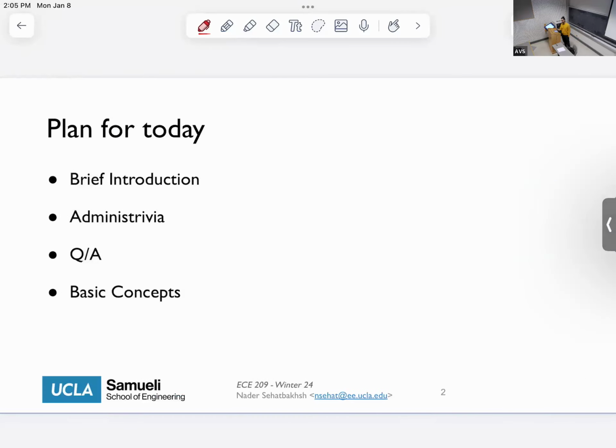The plan for today is that I'm going to give you a brief introduction of why this is an important topic and why you should consider taking this course if you're still thinking about whether or not you should take it. Then I'm going to talk about the logistics of the class, the expectations, workloads, etc. Then if there are any questions, I'm happy to answer them. And then usually we have more time, so I'm going to start going over some basic topics.